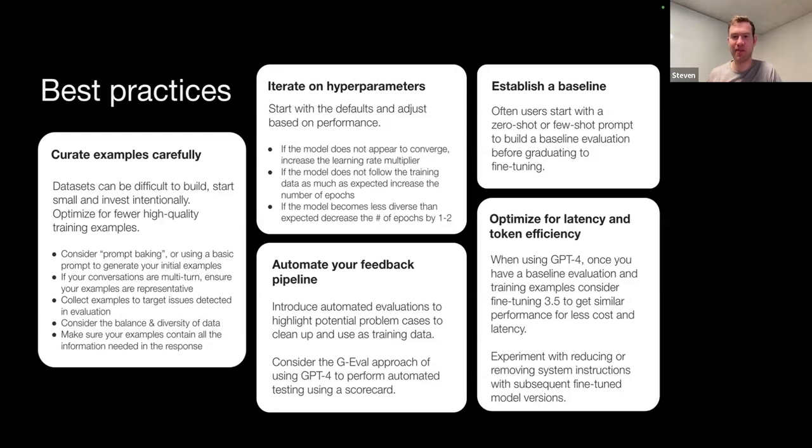I'll talk in the next slide about the different hyperparameters we offer currently. Again, the evals there on the bottom: it's important to make sure you're using your own evals and running a baseline and optimizing against that. And then, if it's important for your application to reduce latency and cost, then you can try fine-tuning 3.5 and comparing that to GPT-4 for your use case. Sometimes you'll see that the fine-tuned 3.5 is as good as the base 4, but obviously cheaper and faster.